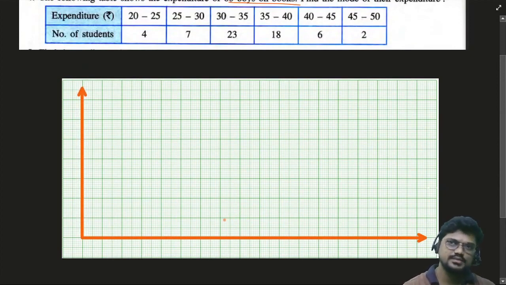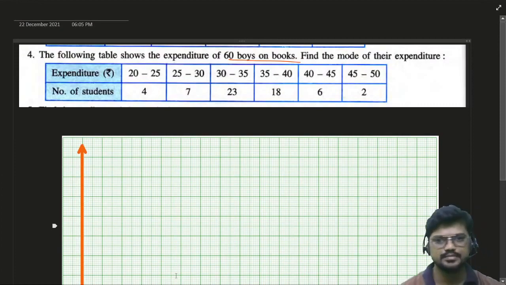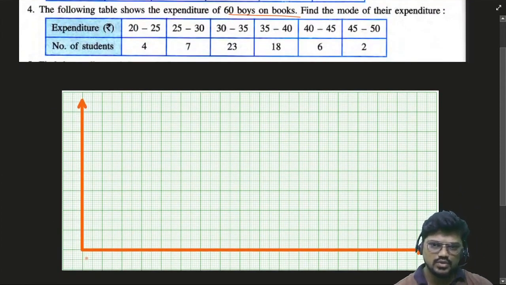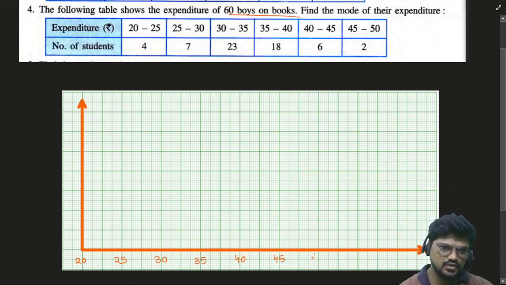Now what you have: 20 to 25, 25 to 30, and so on. Since it's starting from 20 to 25, you will write over here 20 to 25. Then 25 to 30 over here, 30 to 35 over here, 35 to 40 over here, 40 to 45 over here, and then 45 to 50 over here. Up to 50 only it is.